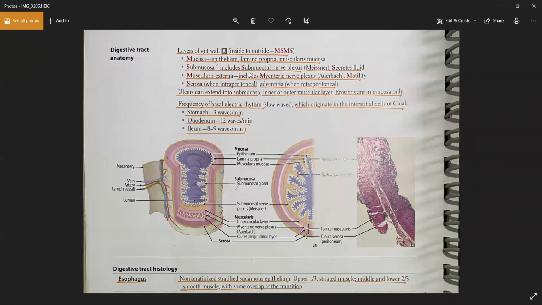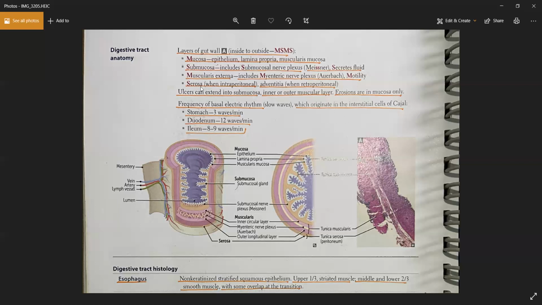They are supplied by the myenteric nerve plexus, also known as the Auerbach plexus. Because it supplies the smooth muscles, it causes peristalsis. So the Auerbach plexus is involved in motility. The submucosal plexus, or Meissner's plexus, is for secretion. The Auerbach or myenteric nerve plexus is for motility. Then comes the outermost covering, which is known as the serosa.